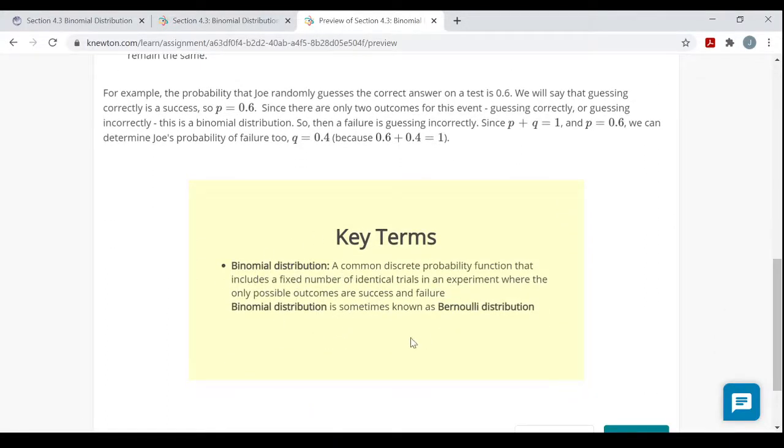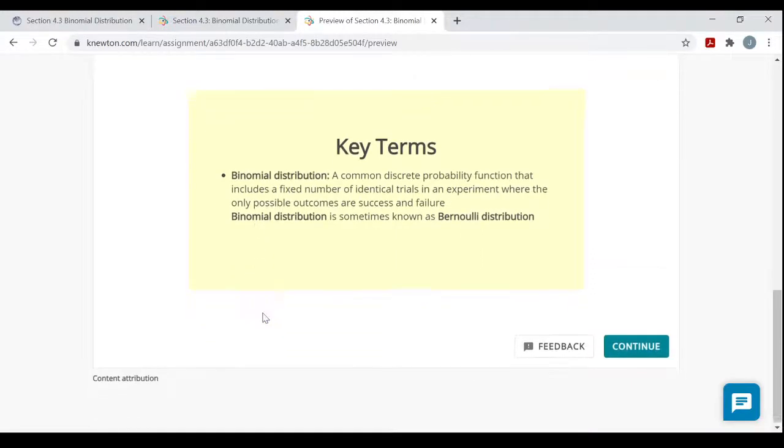Again, they have a definition, reading through what the binomial distribution is. The binomial distribution is sometimes referred to or known as the Bernoulli distribution, named after Jacob Bernoulli, a famous mathematician. But we'll be using the word binomial for the most part. All right, so let's take a look at a question.